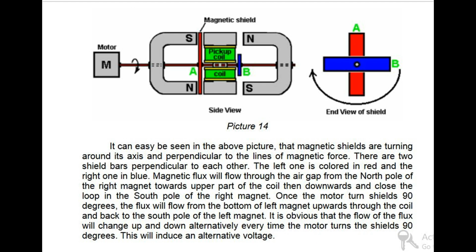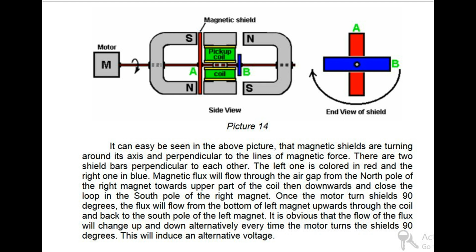It can easily be seen in the above picture that magnetic shields are turning around their axis and perpendicular to the lines of magnetic force. There are two shield bars perpendicular to each other. The left one is colored in red and the right one in blue. Magnetic flux will flow through the air gap from the north pole of the right magnet towards upper part of the coil, then downwards, and close the loop in the south pole of the right magnet.